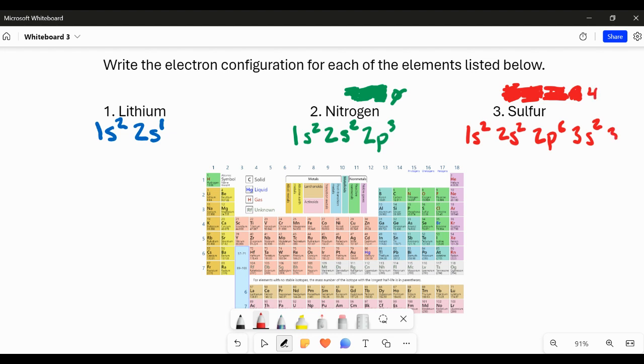Last, 3p. And there's 4 left. P can hold 6. So we're going to just put 4. All the rest will go in there. If we did this correctly, we used 2, 4, 10, 12, 16 electrons. Sulfur has 16 electrons, which means we have done it. So the correct electron configuration for sulfur is 1s2, 2s2, 2p6, 3s2, 3p4.